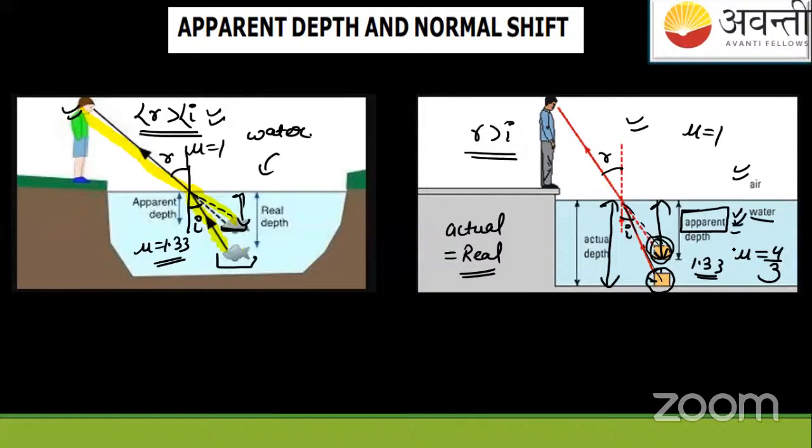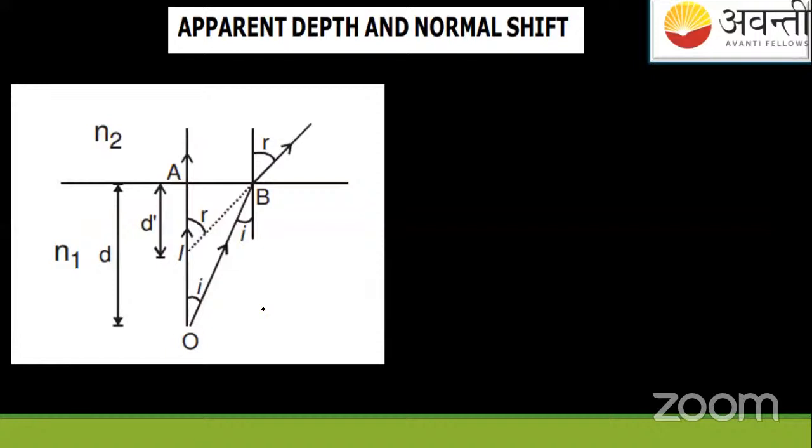Now we'll see the mathematical formulation behind this. But first of all, text me: is this thing clear? What's the reason for this shifting of the object's height? The reason is the process of refraction. This is happening due to refraction. Remember. Now let us see the mathematical formulation of this.